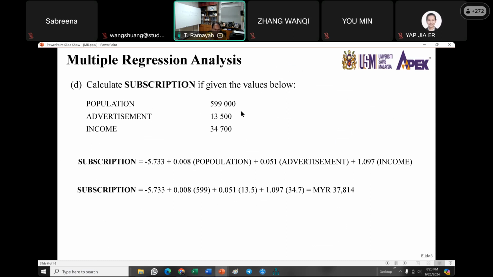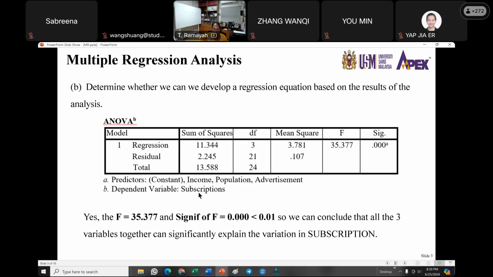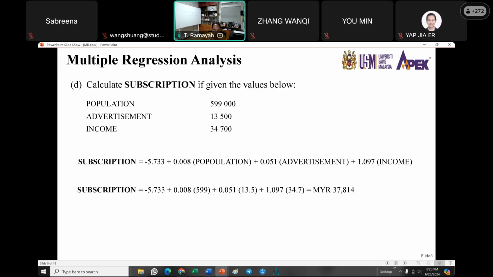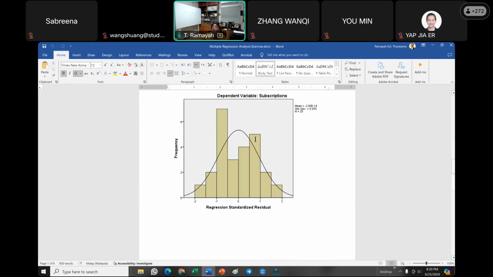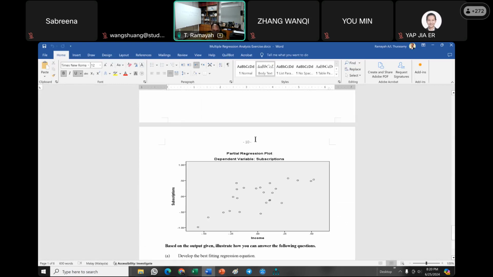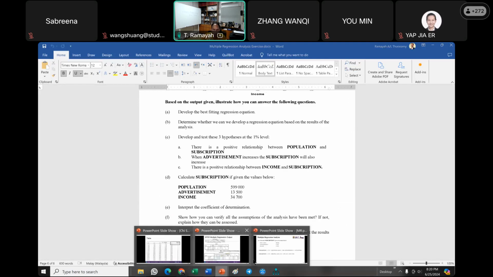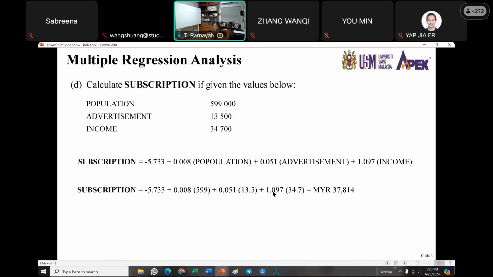Population is in thousands, right? That's why it's 599. Let me see the population. Okay, population, if you see the data here, population is in thousands. So 588.9 means 588,900. That's why they're writing in thousands. So when we substitute, you need to be careful in the equation. So we need to summarize them into this form.